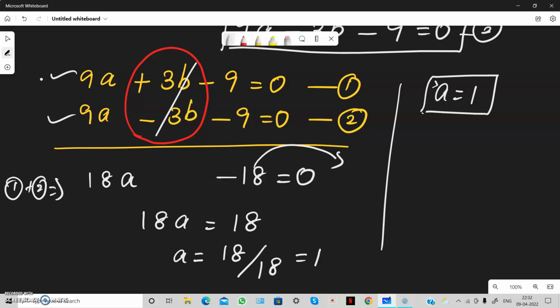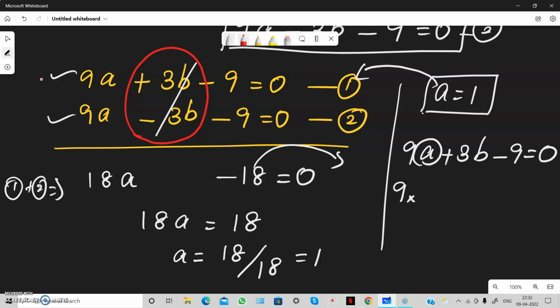You can substitute in either of the equations, you can take 1 or 2, both are equal. So I take the first equation. We are going to substitute 1 in the place of a. So this is 9 times a, and in the place of a, I substitute 1, because the value is 1. Then 3b minus 9 equal to 0. So what do you get now? This is 9 plus 3b minus 9 equal to 0.